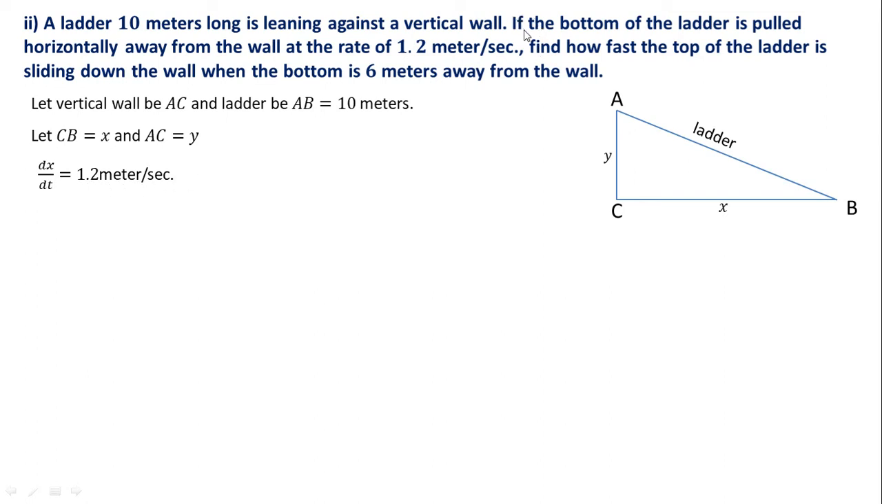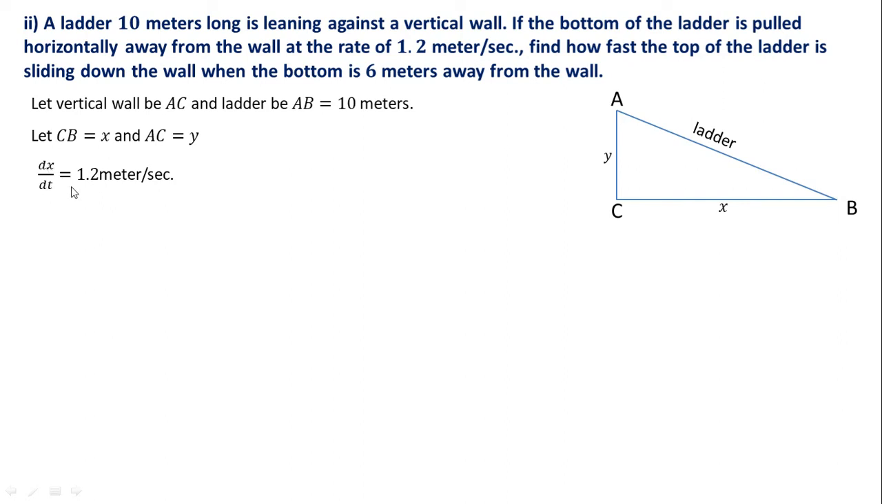Now see here, if the bottom of the ladder is pulled horizontally away from the wall, the distance between the bottom of the ladder and the vertical wall is considered as x. Now if you pull this ladder from the bottom, then the rate is given to you, that is 1.2 meter per second. Now if you consider this as x, then it will be dx by dt.